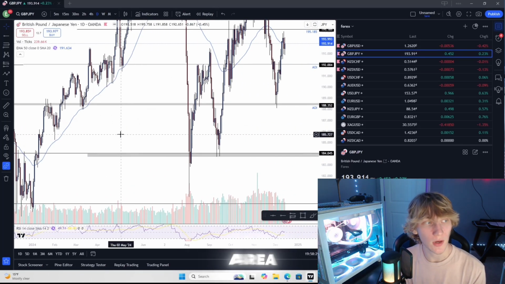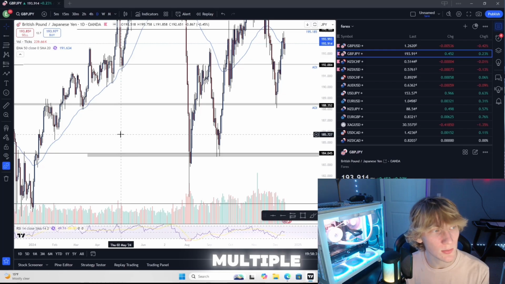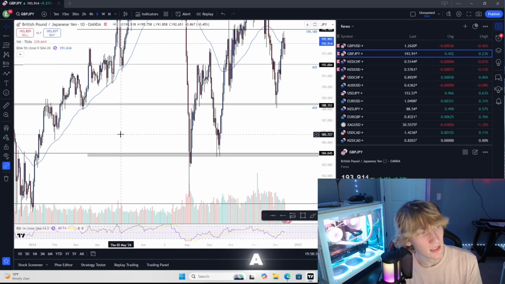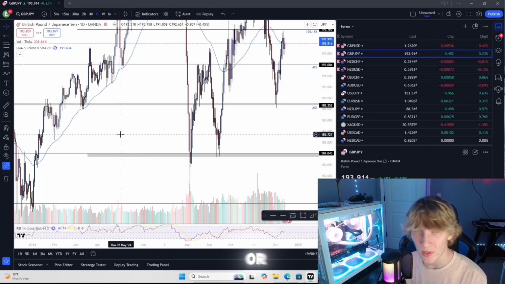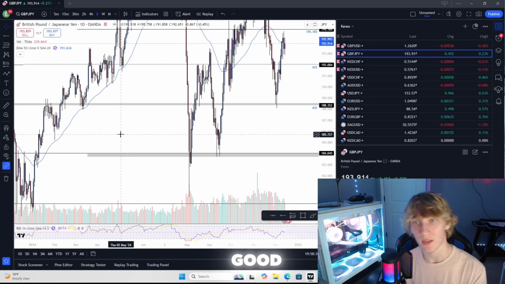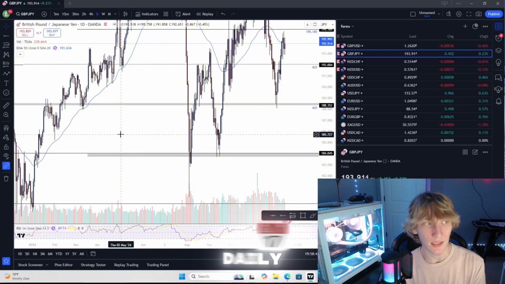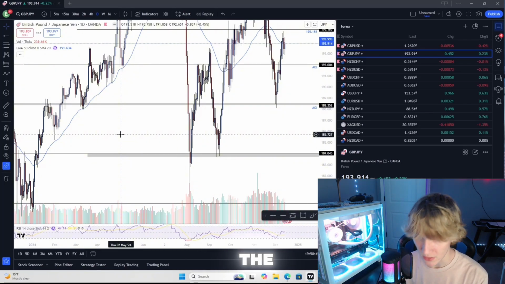So what I look for at an area of interest is that we need multiple hits from the future, right? It doesn't really need a specific amount, but I would say at least 3 or more touches, and it'd be a pretty good area of interest. I like finding all of my areas of interest on the weekly, daily, and 4-hour. Then we can go down to the smaller time frames.